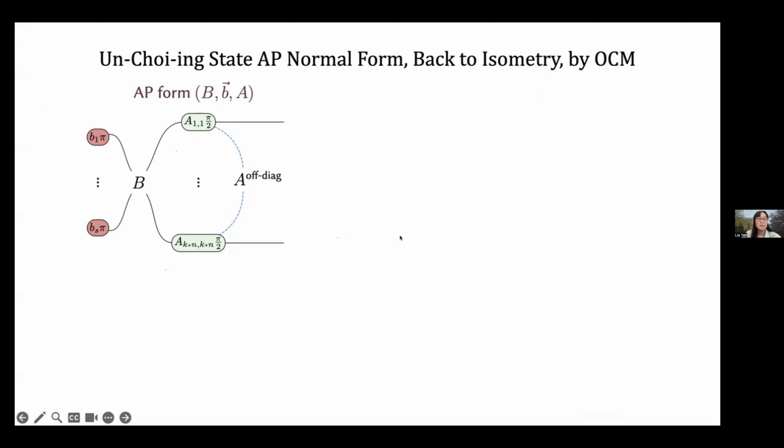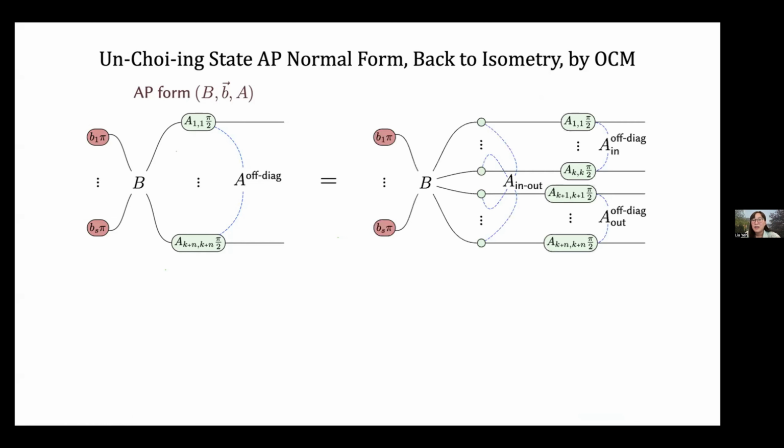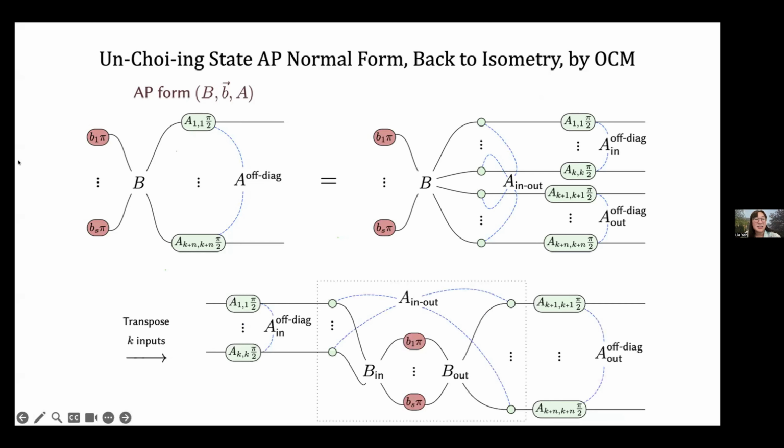So unchoying just means bending the wires. So this is a K plus N qubit stabilizer state, which is the Choi of our Clifford encoder. To unchoi, we have to bend the wires back. But we want it to be, well, not a mess. So let's unfuse parts of this phase function A. And then you can transpose the K inputs, which is the unchoi part, and that's what you get. So you get a diagonal Clifford on the inputs. You get a diagonal Clifford on the outputs. And you get this nightmare thing in the middle. Not nightmare, but it's a lot of stuff.